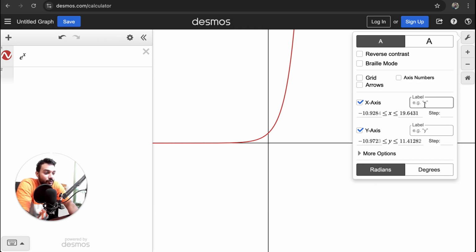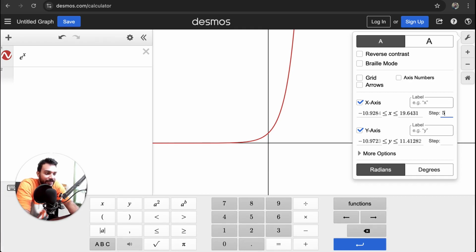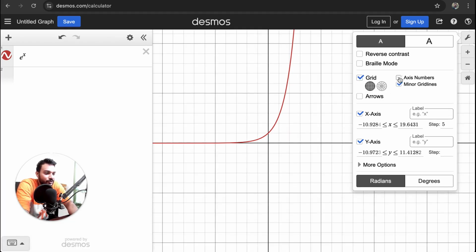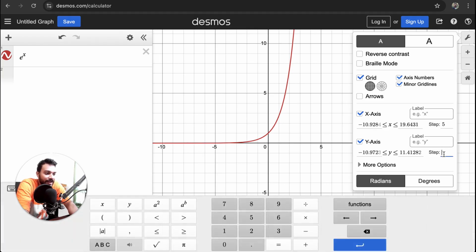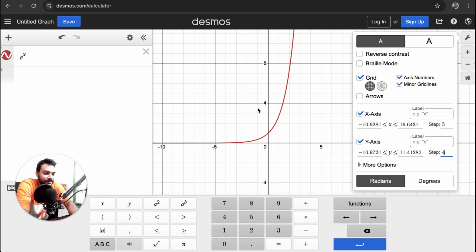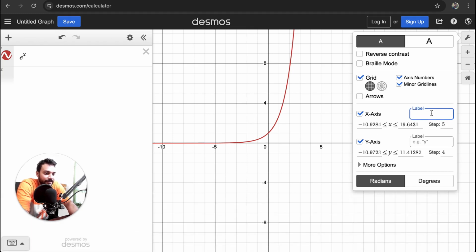The labels can be changed. The step can be changed. If I take a step of 5 and show the axis numbers, it's taking steps of 5 each. In y, I take steps of 4, and it's taking steps of 4 each. For the labels, let's say the x-axis is for time and the y-axis is for distance. See, the labels are changing here. Like that, you can change certain settings.